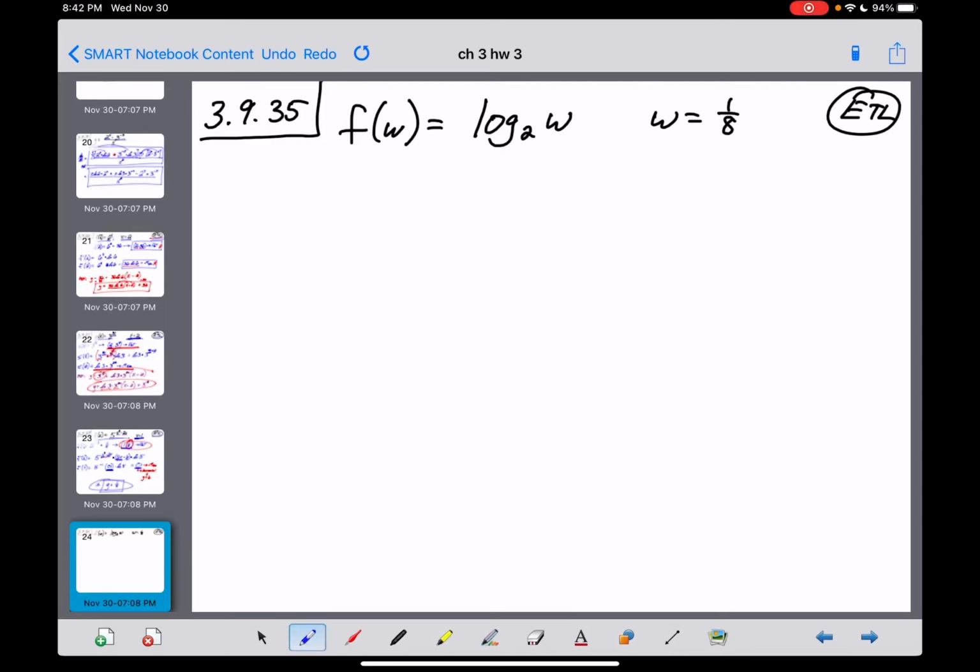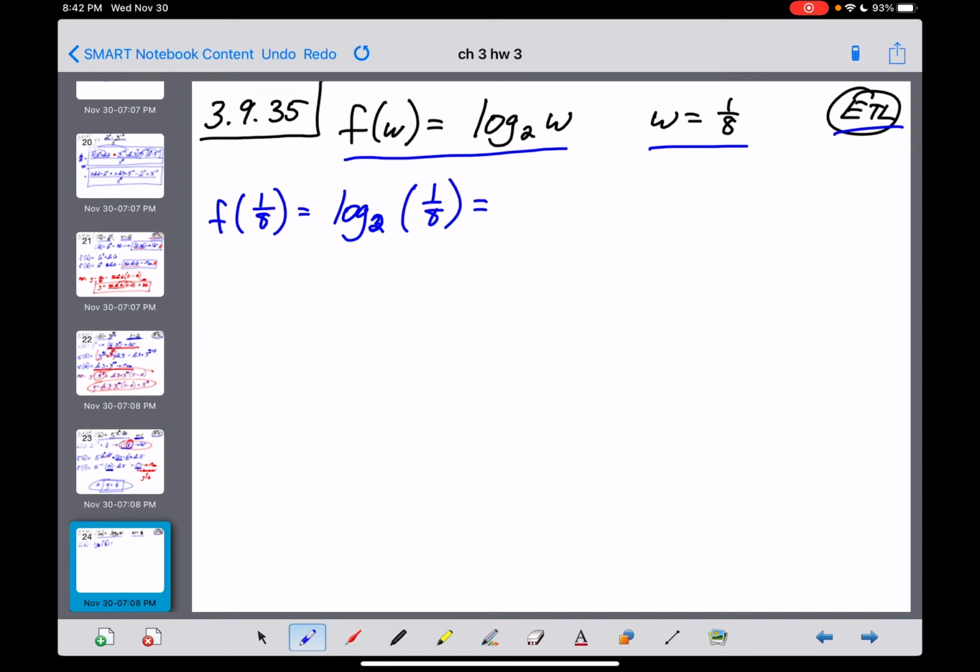Okay, number 35 is asking us for the equation of a tangent line to this curve right here at the spot where W is equal to 1/8. So let's find our point of tangency first. F of 1/8 is going to equal a log base 2 of a W value of 1/8. So what's going on right here, guys?